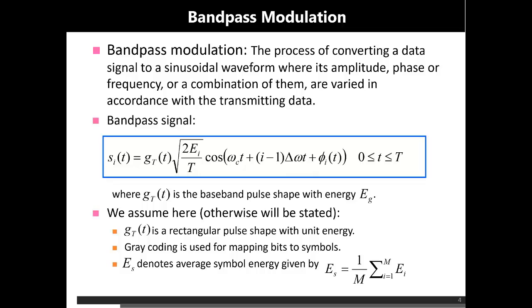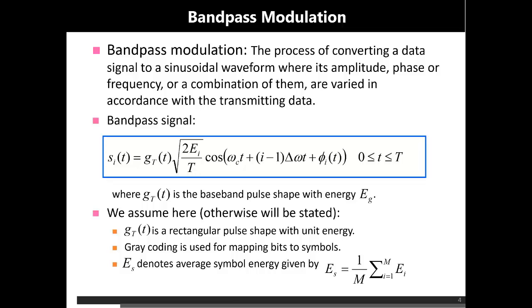So g(t) of small t, that will be called the baseband pulse shape, which is used in the pulse modulation block. Here, for simplicity, we will be assuming that this pulse shape is in the form of a rectangle, although rectangular pulse shapes are not physically realizable.